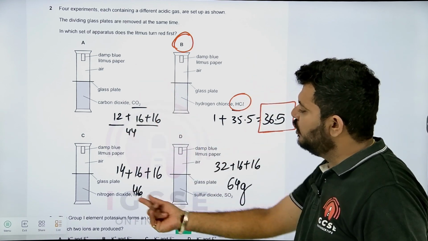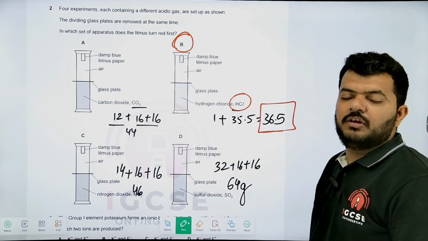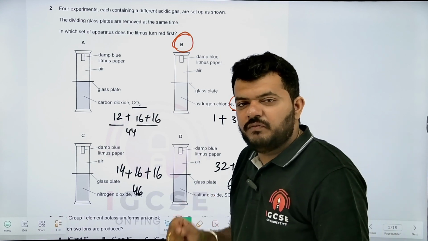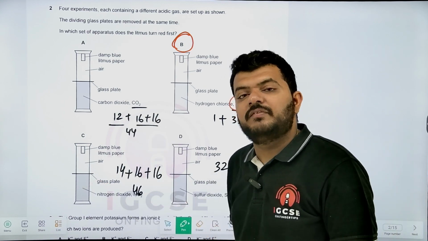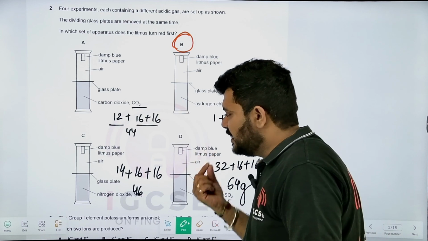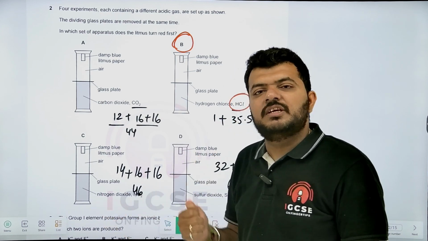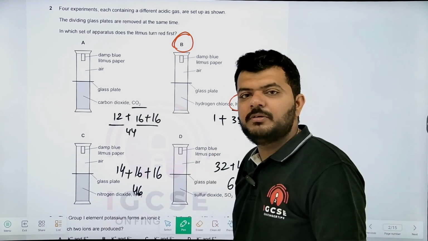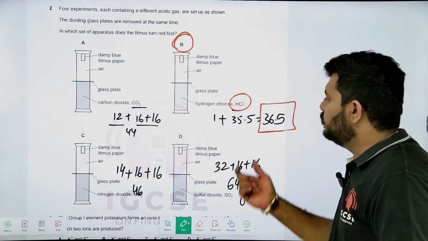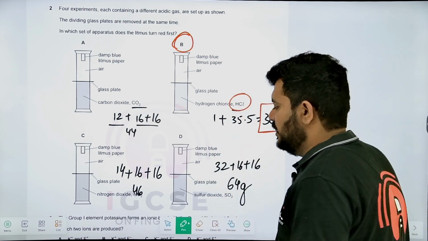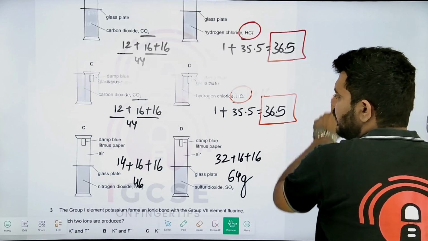All of these oxides are non-metal oxides. Non-metal oxides will dissolve in water, combine with water to form a slightly acidic solution, which is enough to turn this red litmus paper blue. So without calculation, you could not go for HCl. Then let's look at the next question.